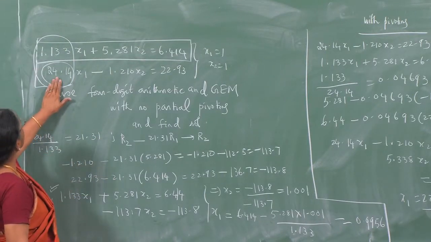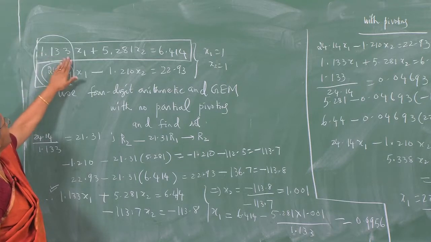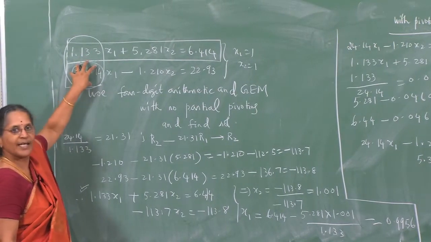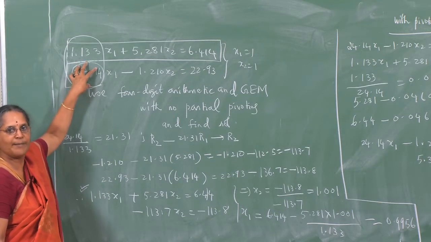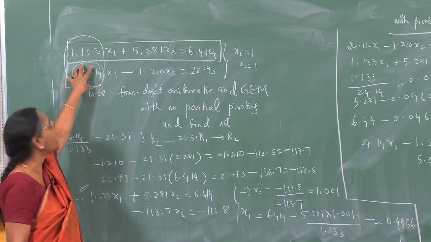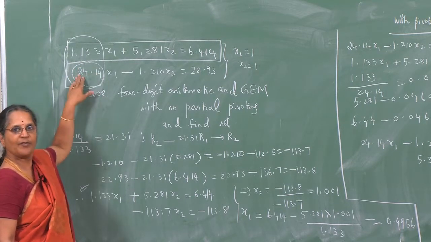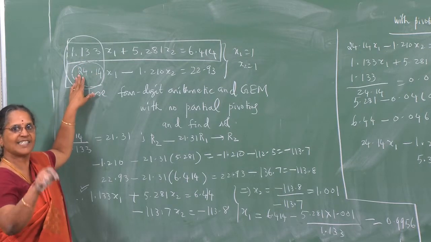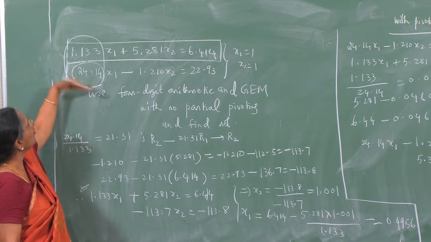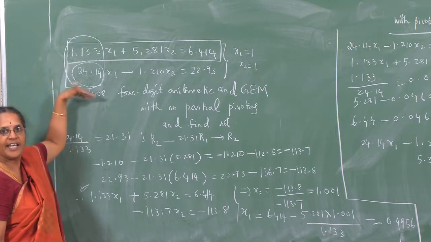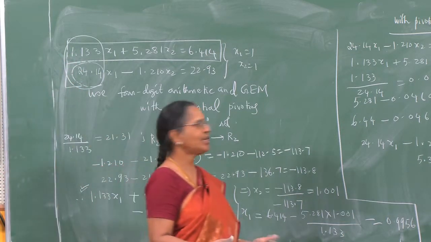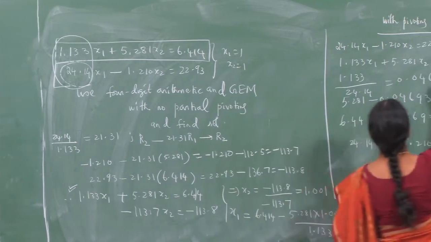I observe that the coefficients are 1.133 and 24.14. So, this is numerically the largest, and therefore, I must take this as my pivotal equation at step 1 and take 24.14 as the pivot at that step. So, what should I do? I should interchange row 2 with row 1 and rewrite the system properly after applying partial pivoting. That is what I have done here.